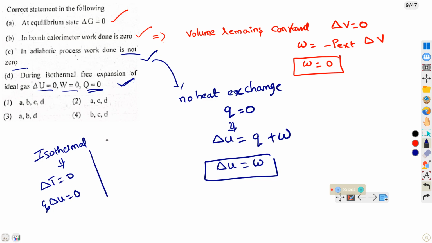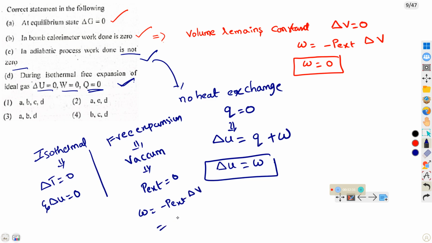We know that the expansion is free expansion. Free expansion is possible in vacuum. In vacuum, P external value is equal to 0. W is equal to minus P external into delta V. So W is equal to 0.